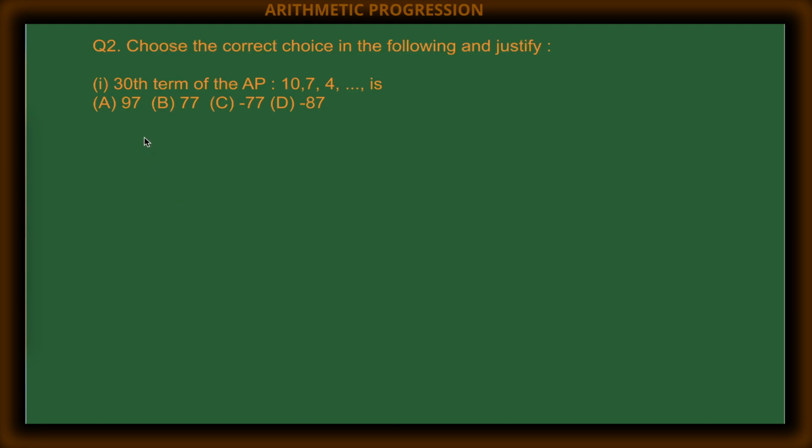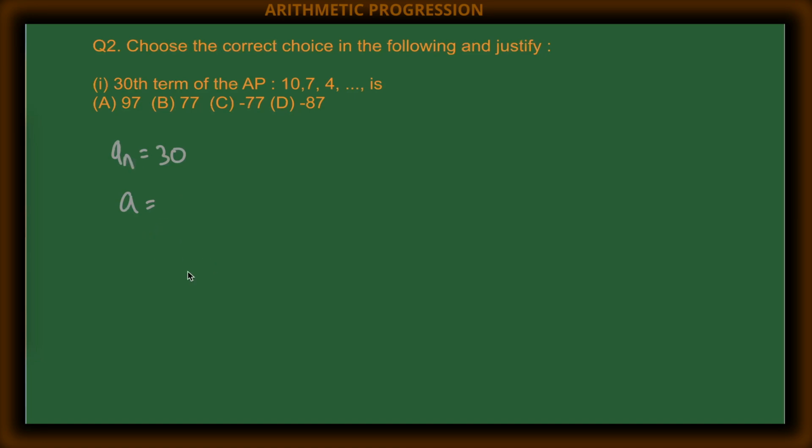Choose the correct choice in the following and justify. So we need to choose the right answer, and why we say so, that we need to justify. Given the first question here is the 30th term of an AP. So an is equal to 30. Sorry, it is the 30th term, not an here.